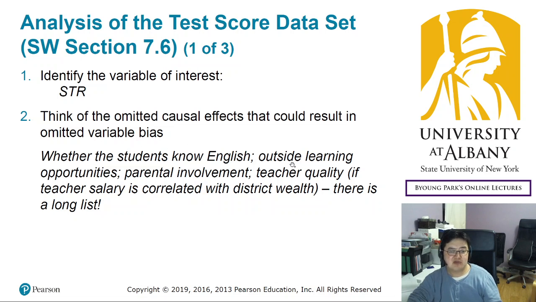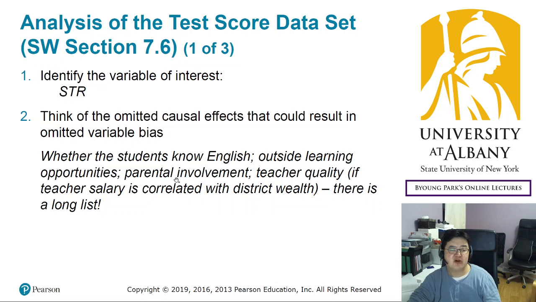But outside learning opportunities are not easy to measure. Maybe there is no data like this. Maybe this is related to the family income. Family income could be a possible measure. Or if there is any survey about children's activity allocations, what they usually do, that could be another possibility.